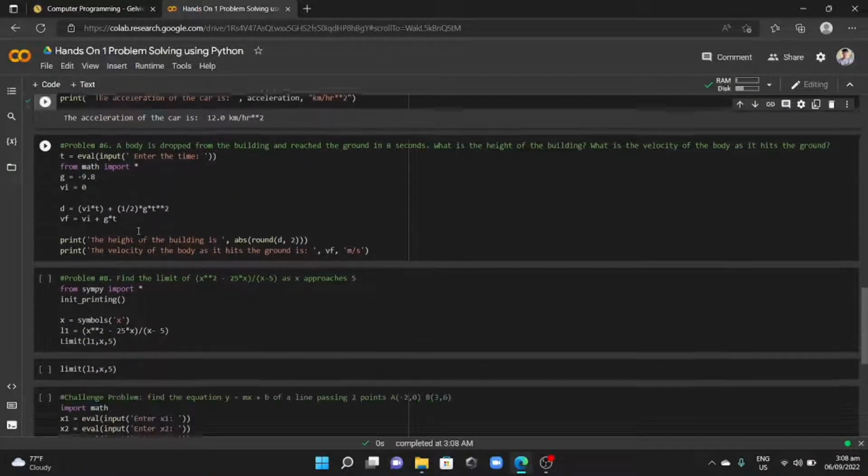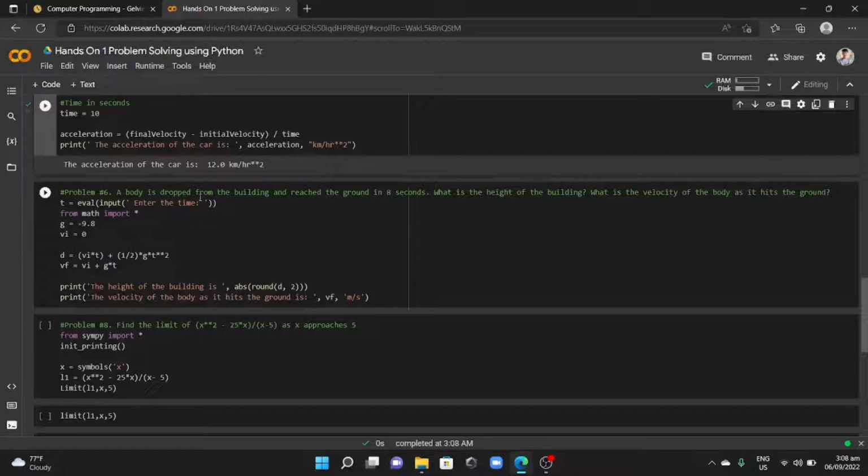For our problem number 6, a body is dropped from the building and reached the ground in 8 seconds. What is the height of the building? And what is the velocity of the body as it hits the ground? So, we are going to evaluate.